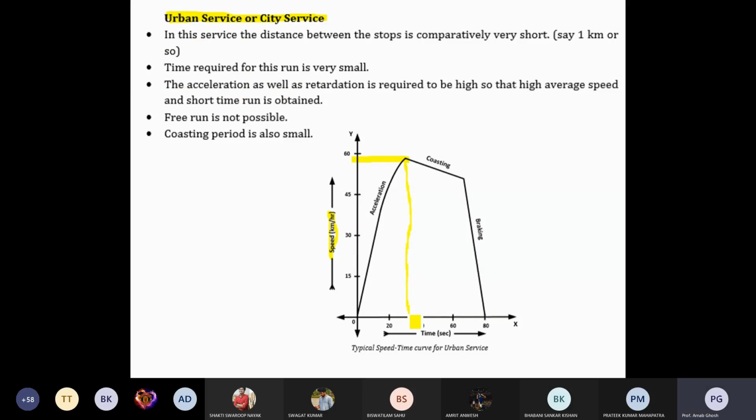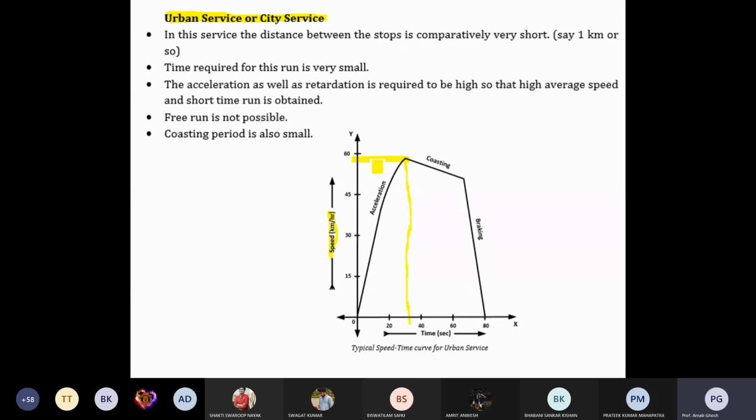For 60 minutes it has traveled 60 kilometers. For 1 minute, it is 60 by 60, which means 1 kilometer. So for 30 seconds, that is half of your 1 minute. So how much is the value? 6 by 2 means 3 kilometers. I am telling you the urban service is below 5 kilometers. So again it has reached up to 3 kilometers. The rest of the portion should go for coasting and finally braking.